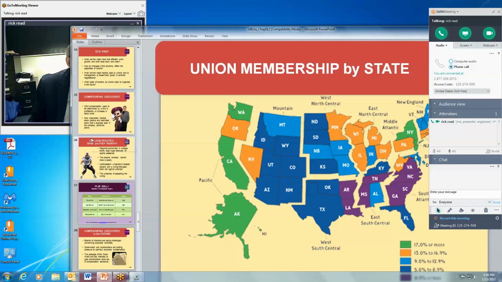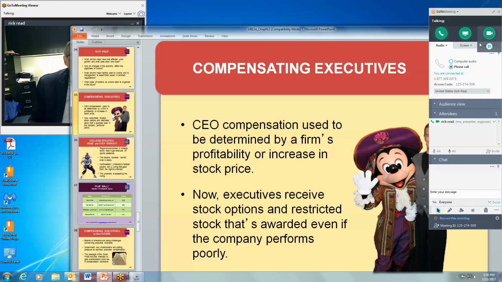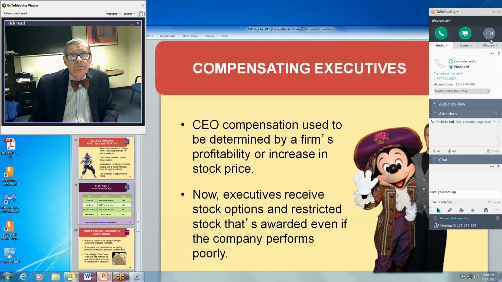This is a contentious issue. How much should CEOs be compensated? That's something we can really settle here. But one of the things coming to the fore, although I'm not seeing enough of it, is that CEOs should be compensated based on the performance of the organization.